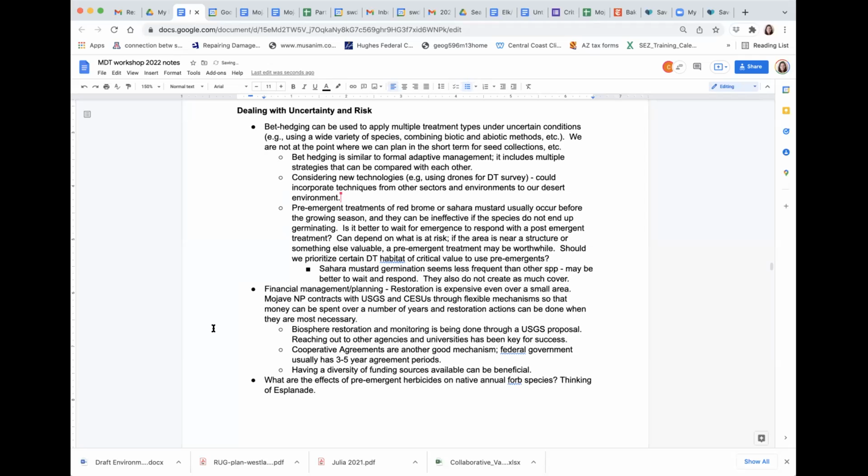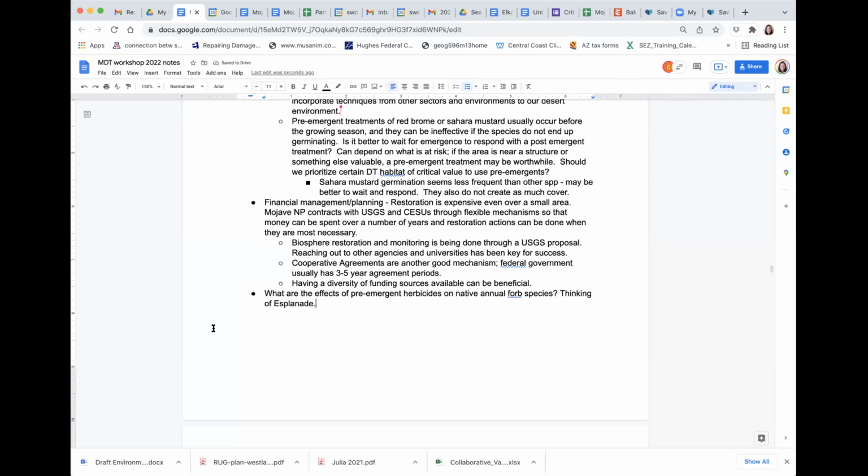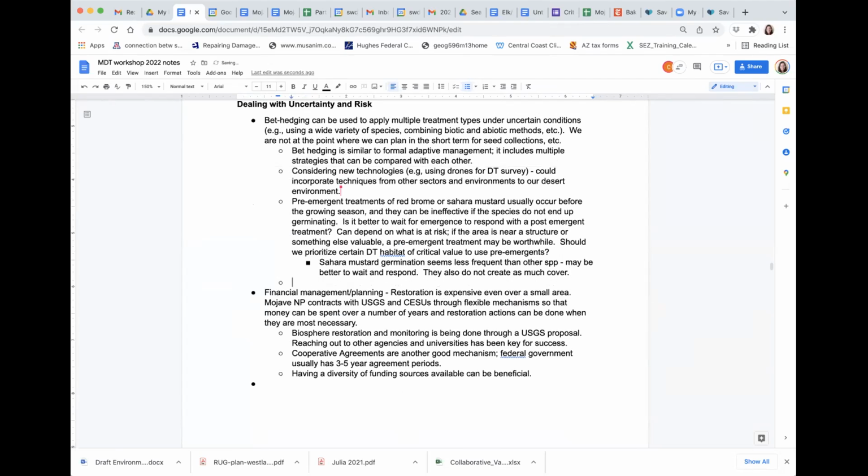Yeah, so I'm just wondering about Esplanade in particular for a pre-emergent, like every year application. Has there been work done on the effects of the native annual forbs with that treatment?